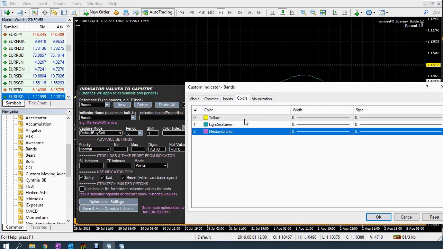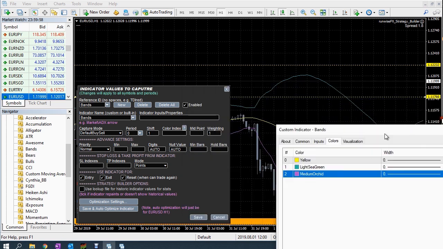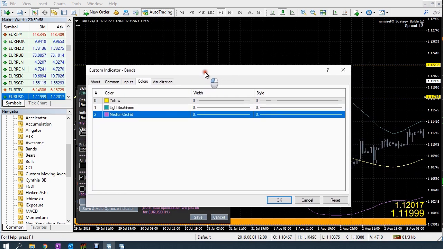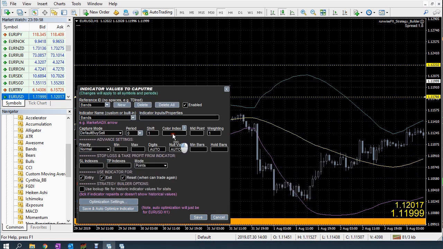Basically what we're interested in is if the price, which is represented by -1 colour index, crosses index 1, then we're going to have a sell situation, and if it crosses 2, we're going to have the buy situation. So we put in there colour index 1, 2, where 1 is your upper bound, 2 is your lower bound, and the one doing the crossing is the price, represented by -1.